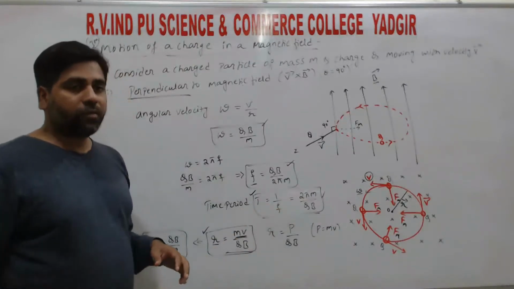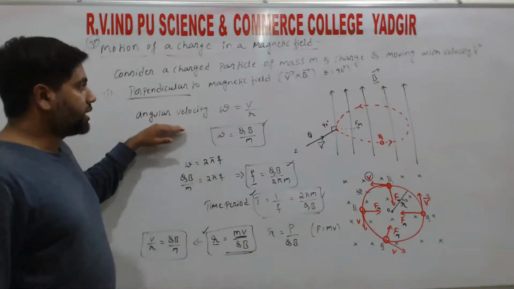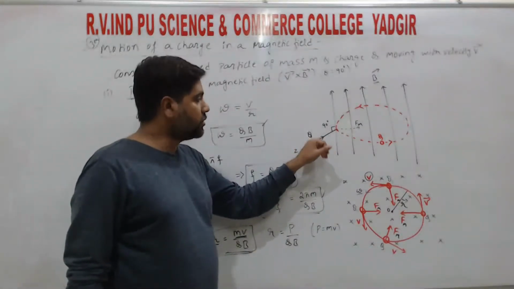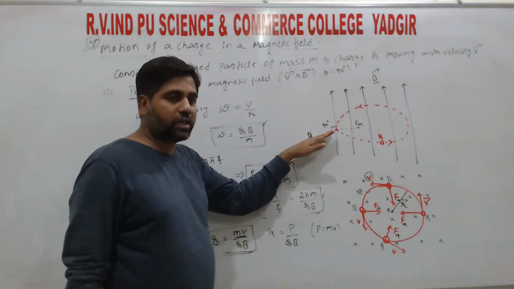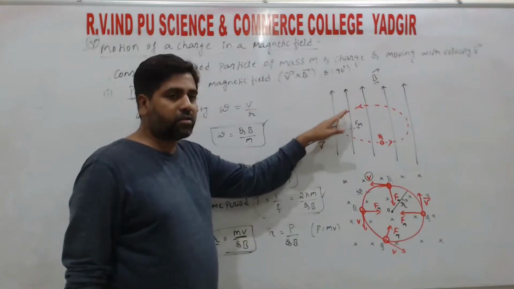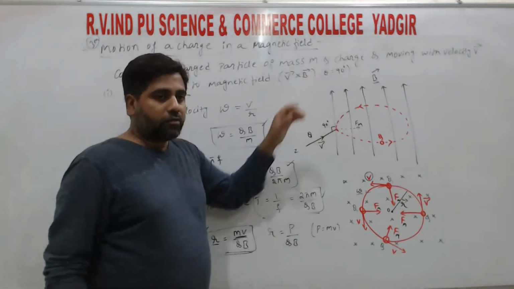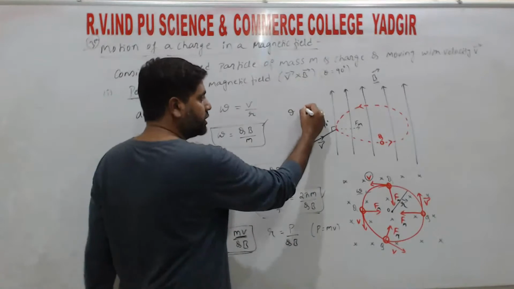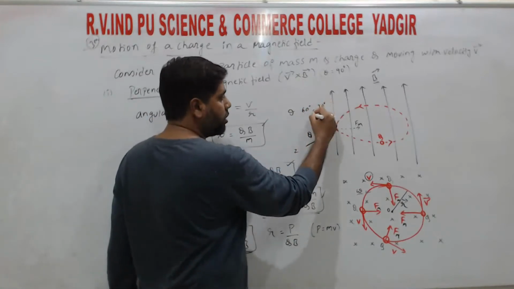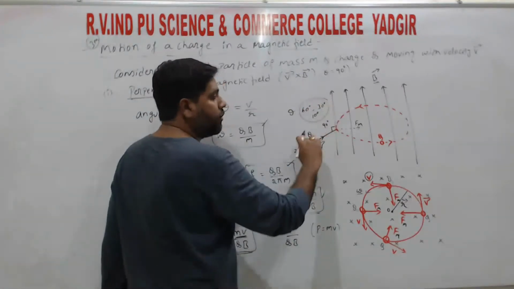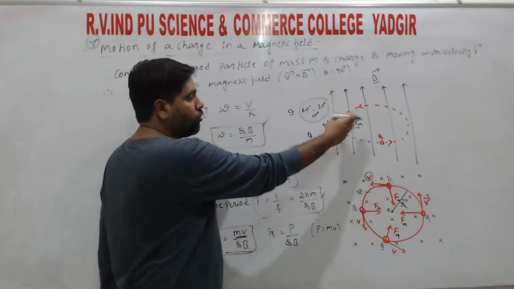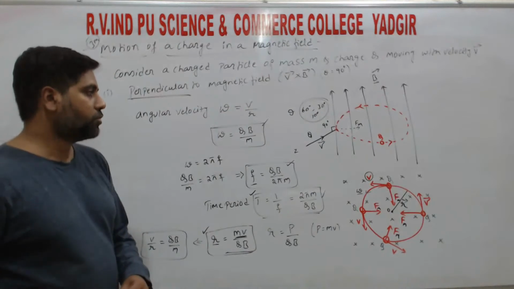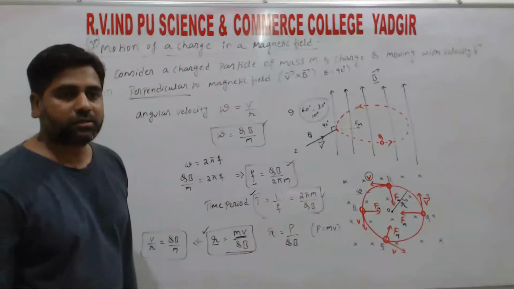In the next class we will discuss the second case, when the charge moves at an angle other than 90 degrees with the magnetic field. So some angle theta, it may be 60 degrees, 30 degrees or 10 degrees. If it enters the magnetic field at some angle, we will discuss what shape of path it follows. That we will discuss in our next class. Thank you.